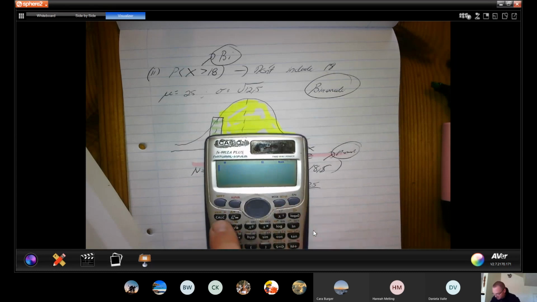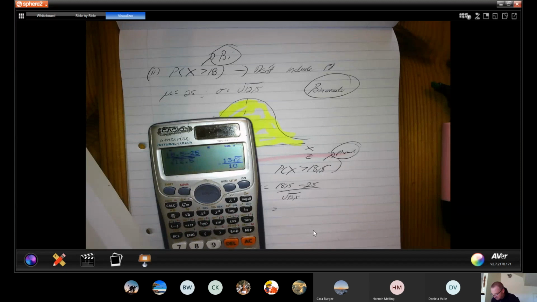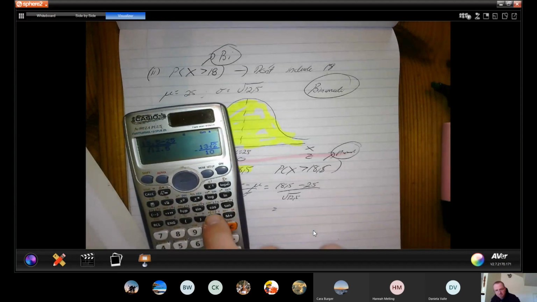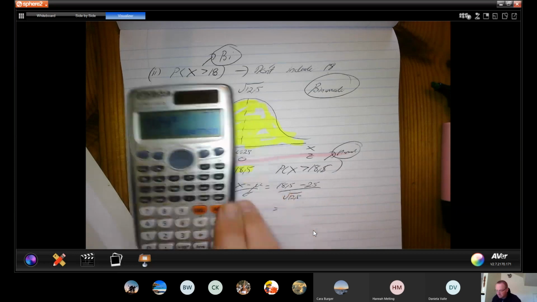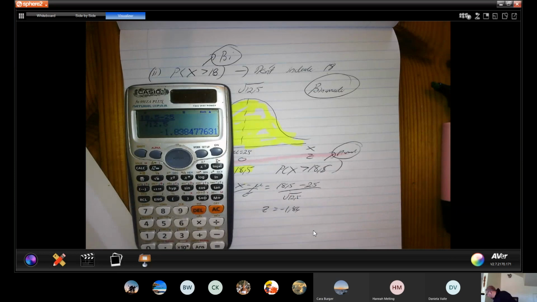And what are we going to get? 18.5 minus 25 over the square root of 12.5 equals... and we get a Z score. Let's get it to 2 decimal places. I got negative 1.84. Did you get that? Yes, sir. Okay, so Z is equal to negative 1.84.